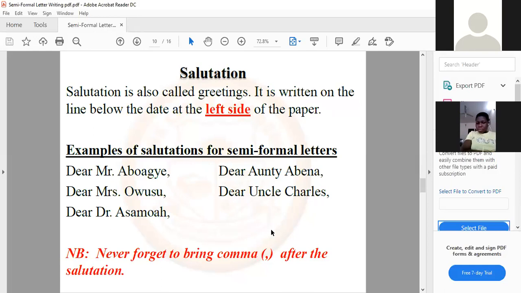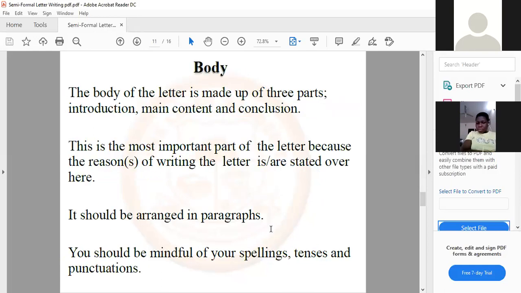And then the body. This is where you are going to write your reason for writing the letter. Okay, so you have the video. It's the same as the video. So you have your introduction, you have your main content, and the conclusion.